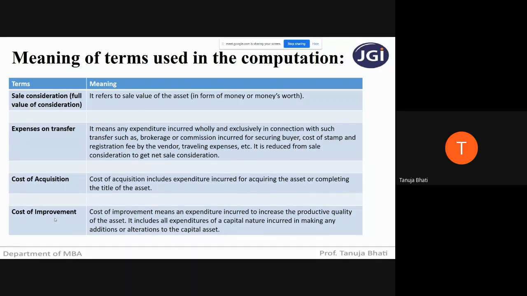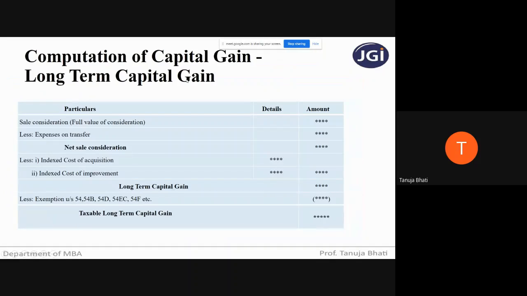Next, cost of improvement. Cost of improvement means any expenditure incurred to increase the productive quality of the asset. It includes all the expenditures of a capital nature incurred in making any additions or alterations to the capital asset. Either you alter the capital asset, whatever expenses you're incurring in order to improve the quality or value of that asset, it is said to be cost of improvement. So now we have learned how to compute a short-term capital gain. Now let us understand how to compute a long-term capital gain.